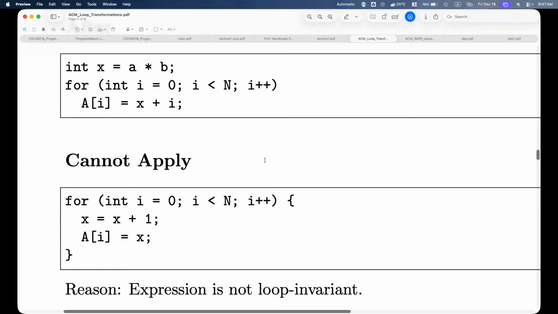So my loop def initially has x. By the way, the question is, why can't I move x plus 1 outside? What is my loop def initially? What does the set have? In this, what is there in my loop def? I, x and a. Correct? In my loop def, I had I, x and a.